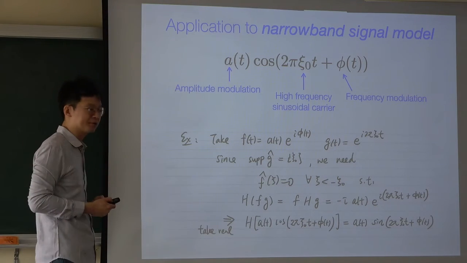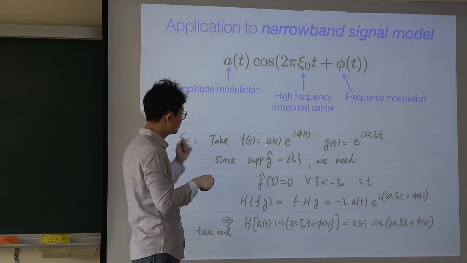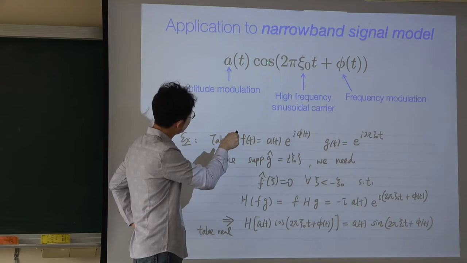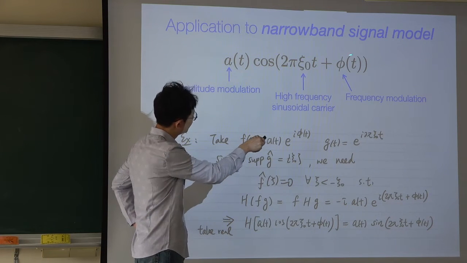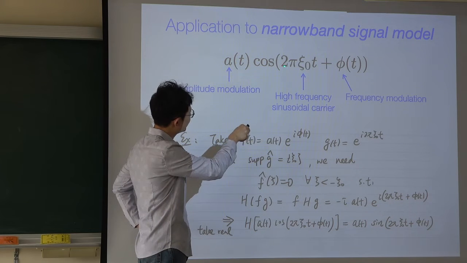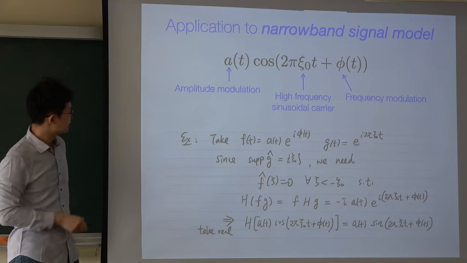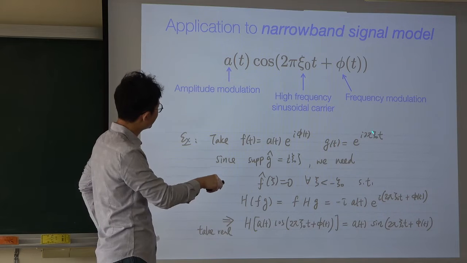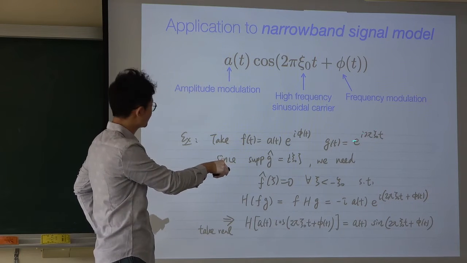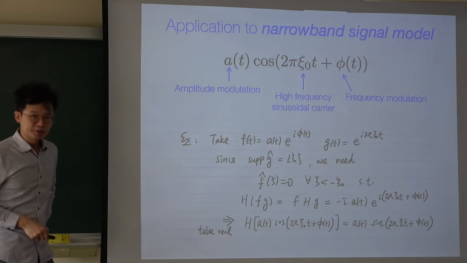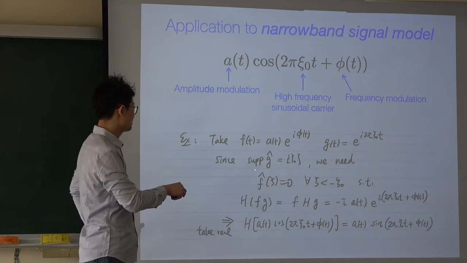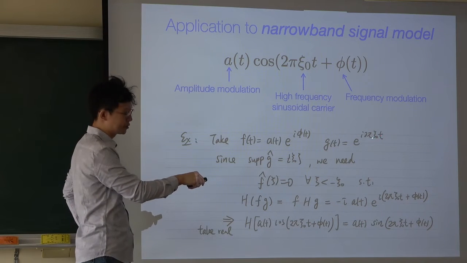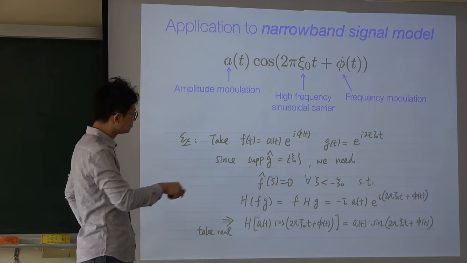We can understand it in the following way. Suppose we take function f to be A of t times exponential i, which is the complex form of cosine, phi of t. You forget about 2 pi c0. This is f. And then you take g to be exponential e^(2 pi i c0 t), which is the high frequency component. So now if you do some calculation, you will see that the support of g hat will be one point called c0, right? Because in the frequency domain, this is a delta measure at c0.